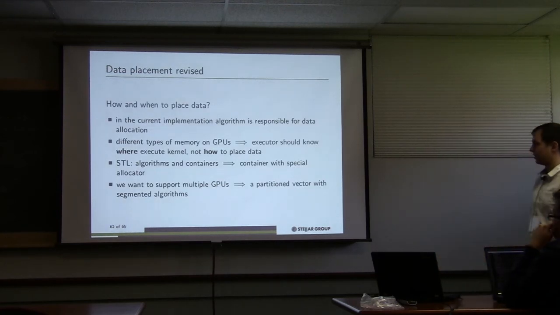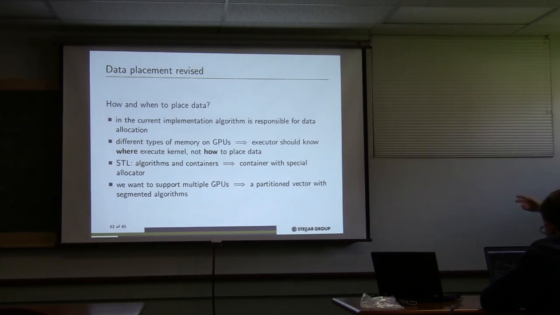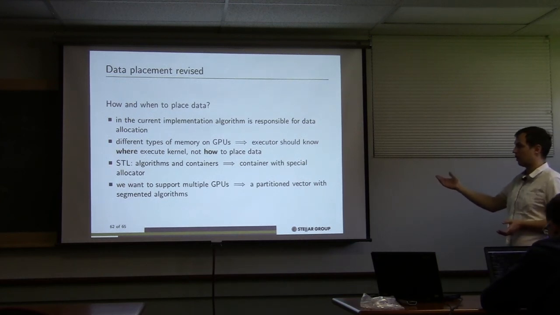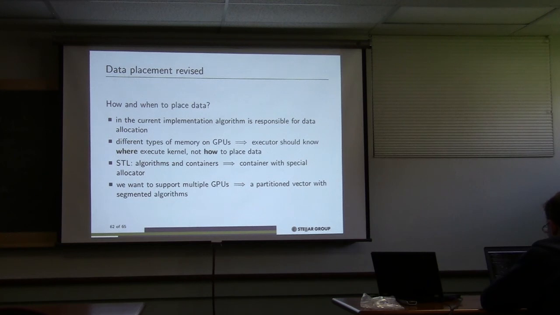One of them is the problem of data placement. Currently we use one GPU. We would like maybe to use multiple GPUs. So here we go back to this partition vector idea. If we use a different allocator, this is something we want to use at that point. We could use this same partition vector to place data on GPU and also implement segmented algorithms. So at that point, we have something I call a GPU-aware data structure. Also, there is the problem of separating algorithms and containers. Again, we can use an allocator.